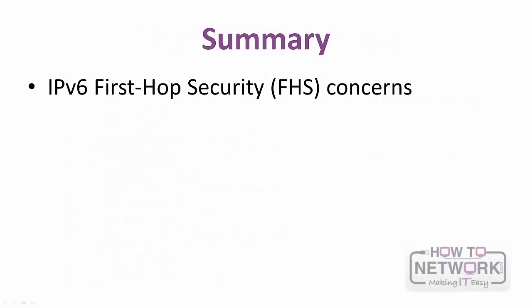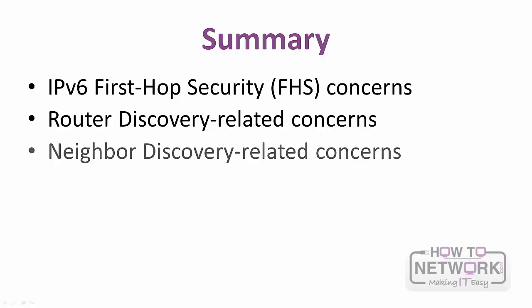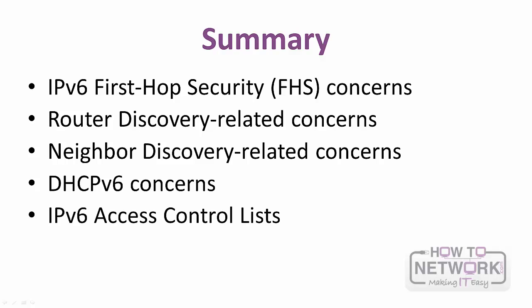This lesson has identified the IPv6 first hop security concerns associated with router discovery, neighbor discovery, and DHCPv6. Each concern has been summarized in a dedicated section where we have described each threat and provided figures to help illustrate the steps involved in an attack. This lesson also has explored IPv6 access control lists, with configuration examples in a lab exercise using the common topology.